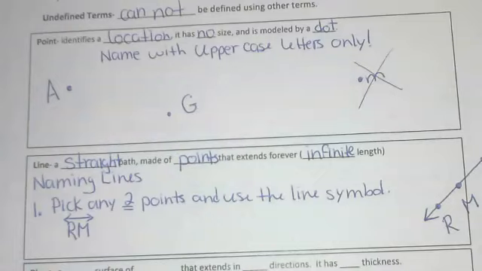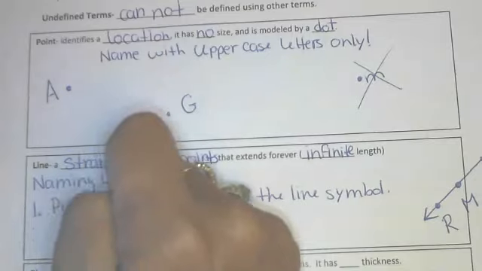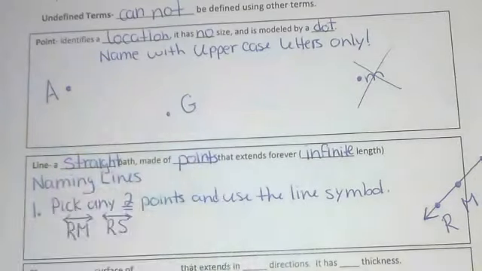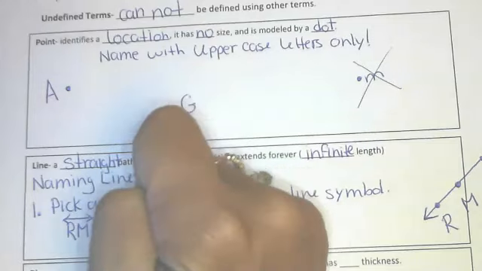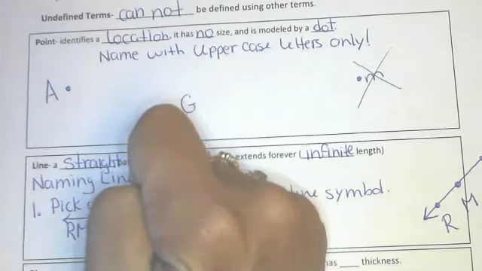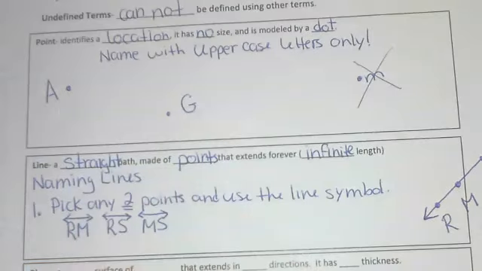Someone give me, raise your hand, another name for that same line. Rodney. RS. So R with S and the correct symbol. Perfect. Another name for that line? Layla? MS. Another name for that line? Caden? SR.